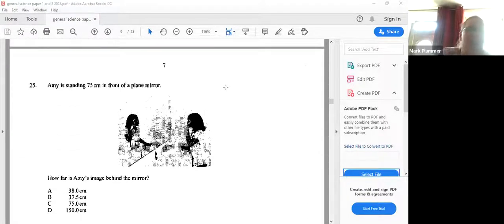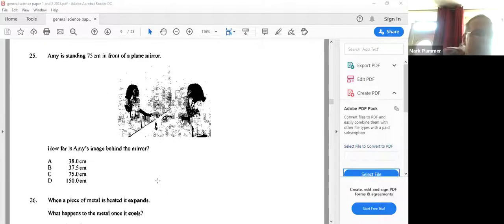Okay, Amy is standing 75 centimeters in front of a plane mirror. How far is Amy's image behind the mirror? The answer to that one is C. If you're not sure about that, look in the section on light, the difference between plane mirrors, convex mirrors, concave mirrors, and how light waves are reflected and how they all behave, in terms of the image, in this case, Amy. So the answer to number 25 is C.